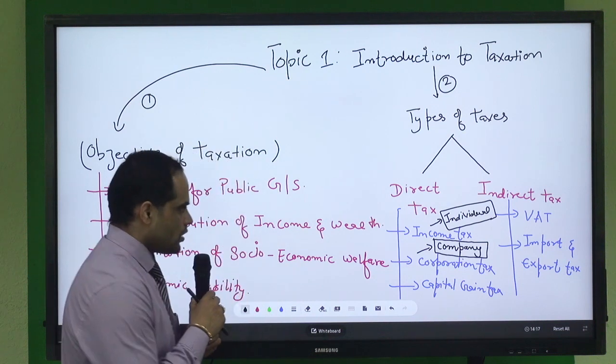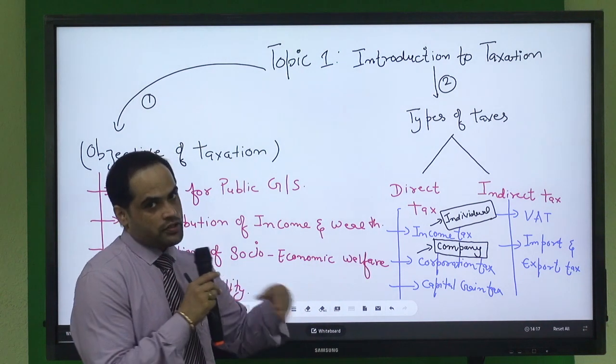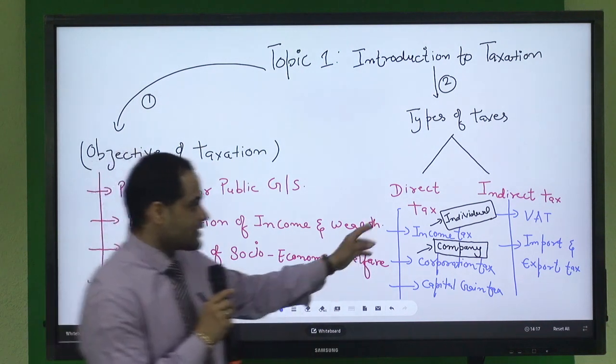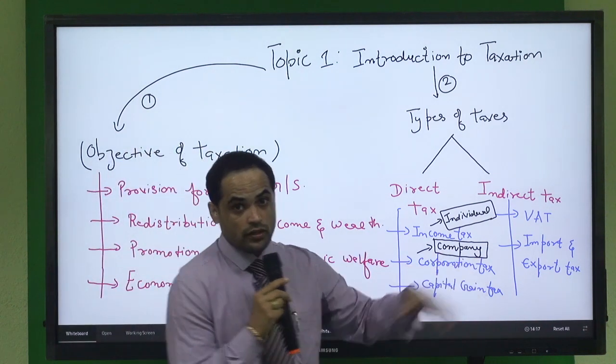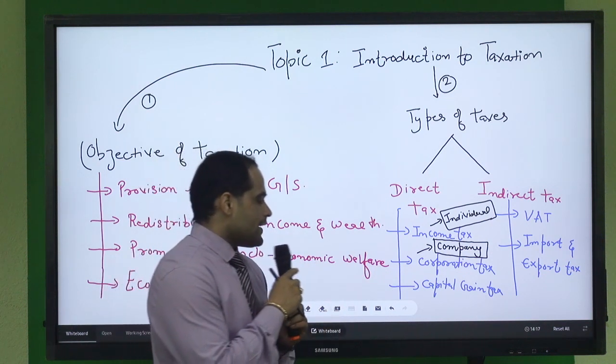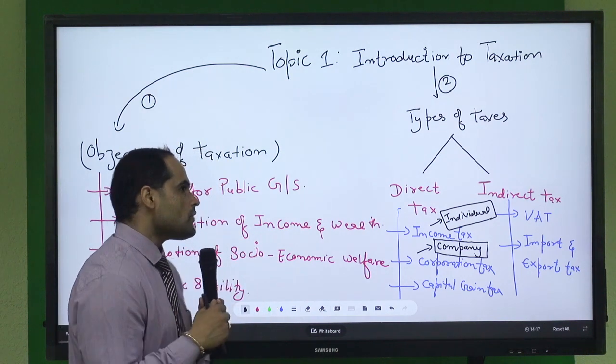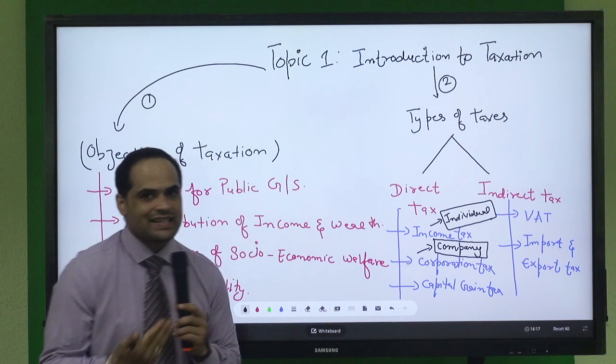So that is the corporation tax. You will study the calculation of income tax and corporation tax later in this module. All these kinds of tax calculations you are going to learn throughout this subject. All right. Next is the capital gain tax. Now, what is it? What kind of tax is it?